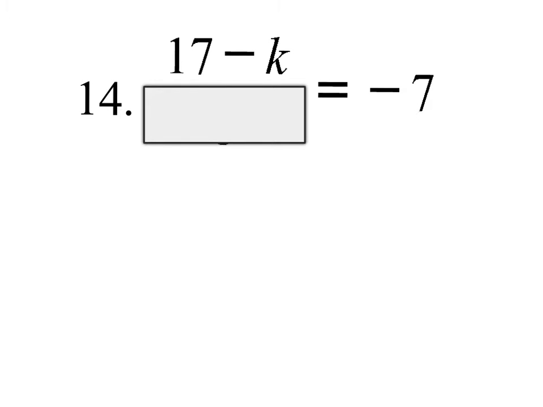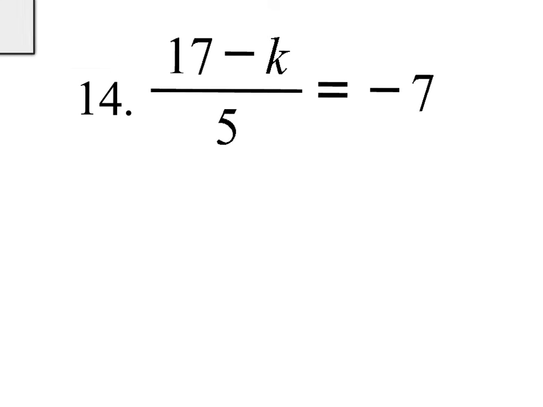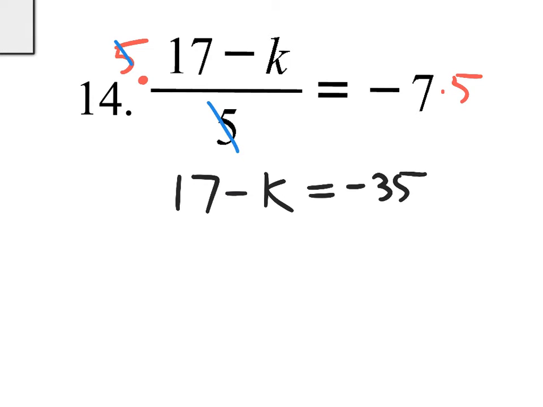Problem is, it actually has a divided by 5 right there, okay? So if you don't want that divided by 5, get rid of it. How do you get rid of something? By doing the opposite, multiplying by 5. And what you do to one side, you do to the other side. So notice that the 5 up here and the 5 down there cancel out. What do you have left? The 17 minus k comes straight down. It's no longer a fraction. Equal sign comes down. On the right side, you have a negative 35. Negative 7 times 5 is negative 35.